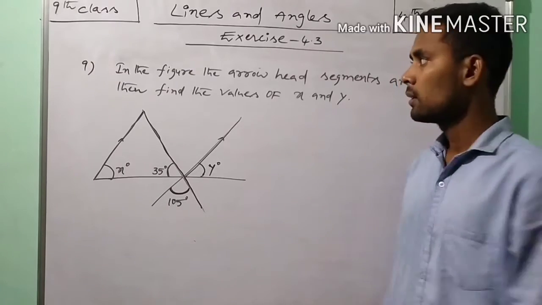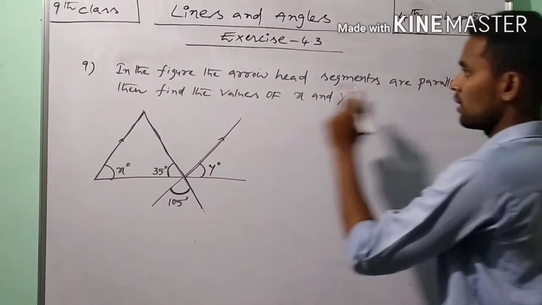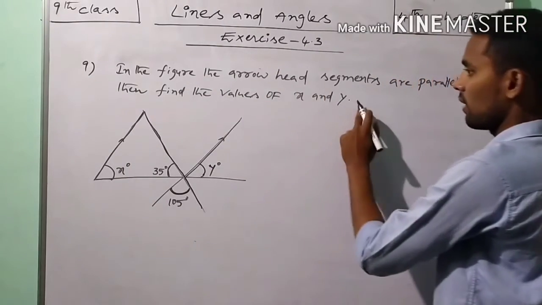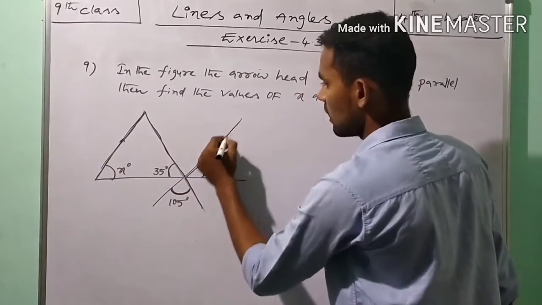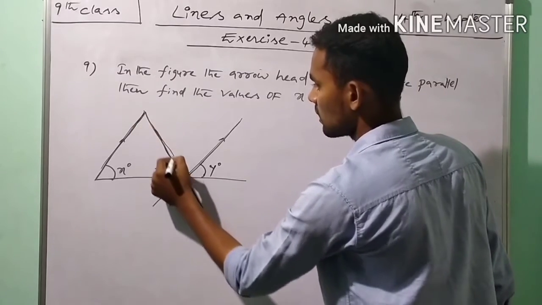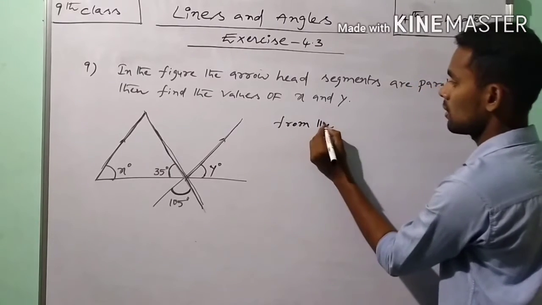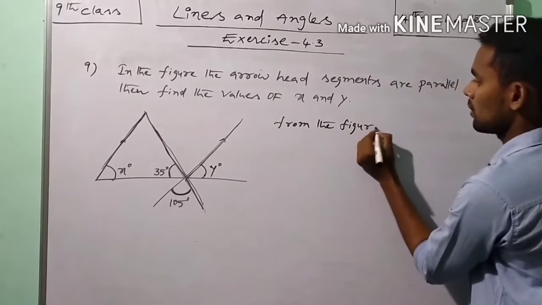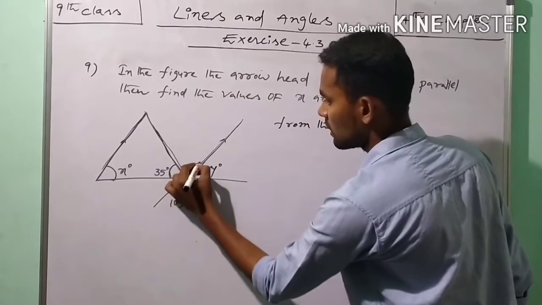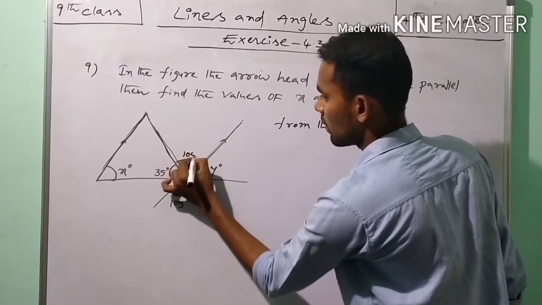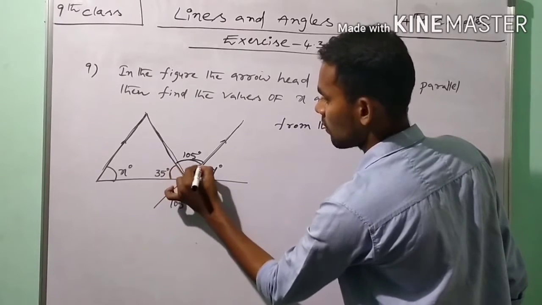Ninth bit. In the figure, the arrowhead segments are parallel. Then find the values of x and y. In the given figure, this line is parallel. This line is transversal. From the figure, this angle is 105 degrees. This angle is 105 degrees. The reason is vertically opposite angles are equal.